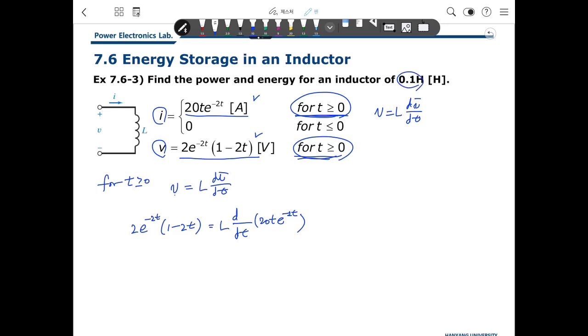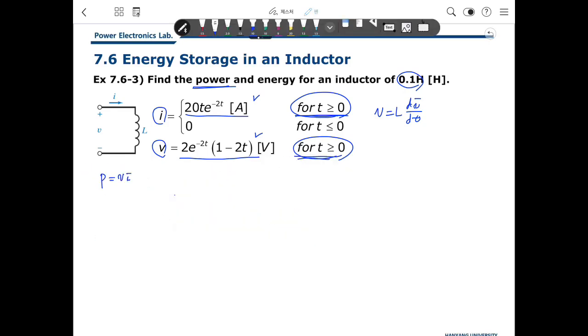So L is 0.1, and that's it. Then what should we do? We need to find the power. Then we calculate the power. Okay, eliminate this here. Then P is VI, and that's it.